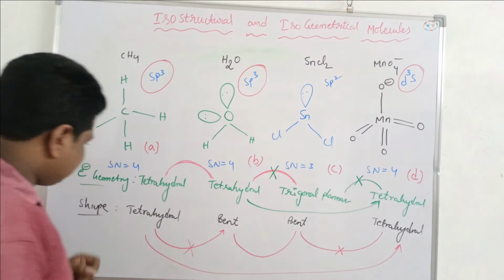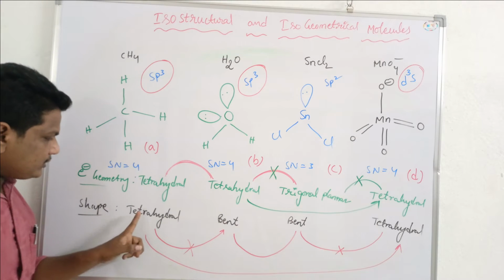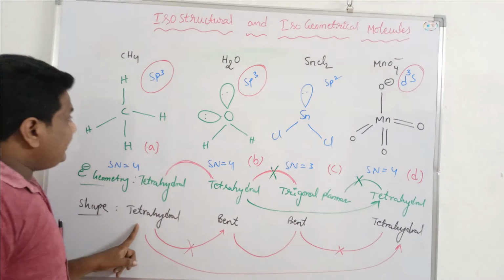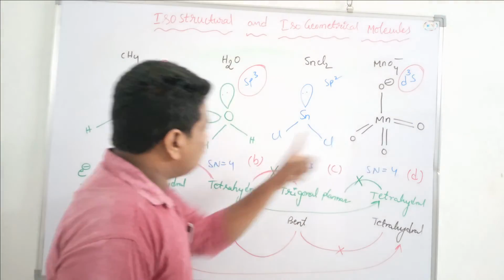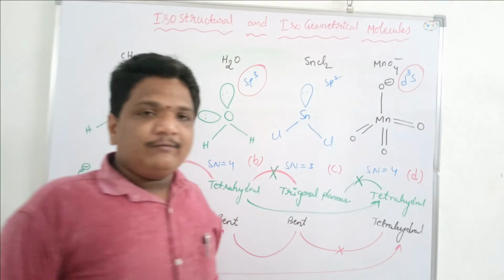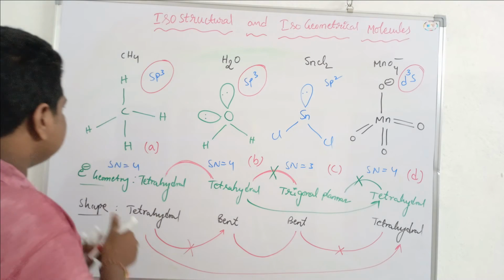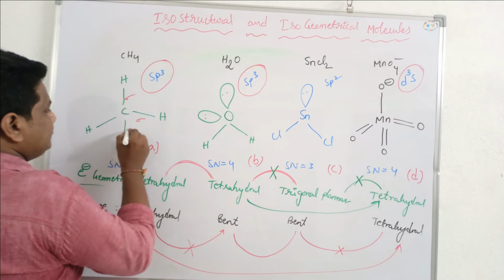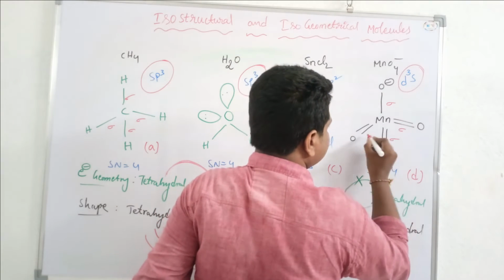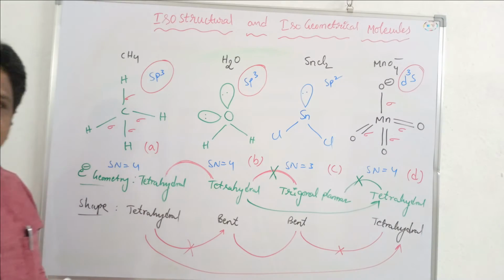So here let us see. This is the shape. Here A and D will have 4 sigma bonds. Both molecule A and molecule B will have these sigma bonds. So here we have 4 sigma bonds.